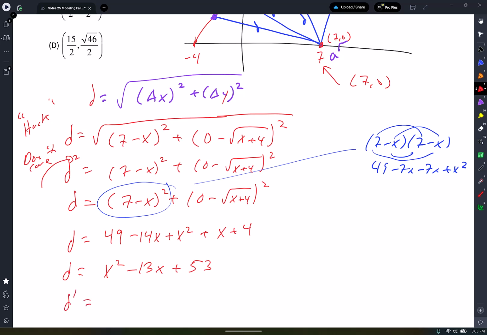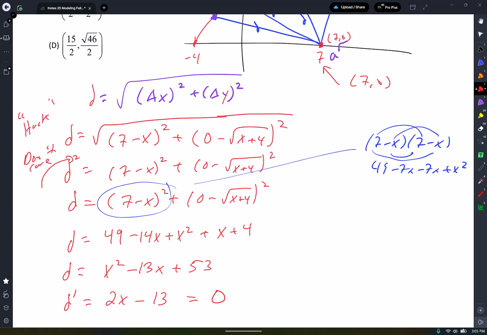D prime equals, what's the derivative of x squared? 2x minus 13, set this equal to 0. Notice, just like before, I just want you to observe. I want you guys to think that every time you take a derivative, whatever that number is, is the number that goes over. I have a linear expression. My intercept starts at negative 13, and I have a slope of 2. So whenever I cross the x-axis, this derivative is changing from negative to positive at the next value.